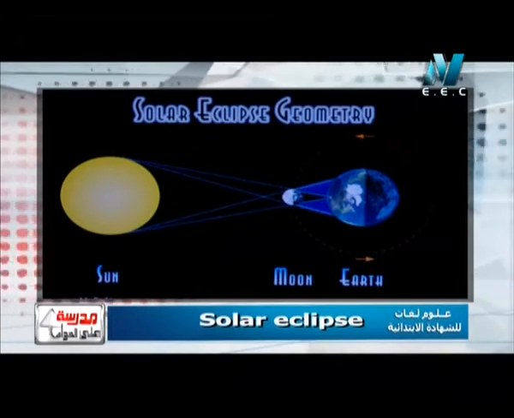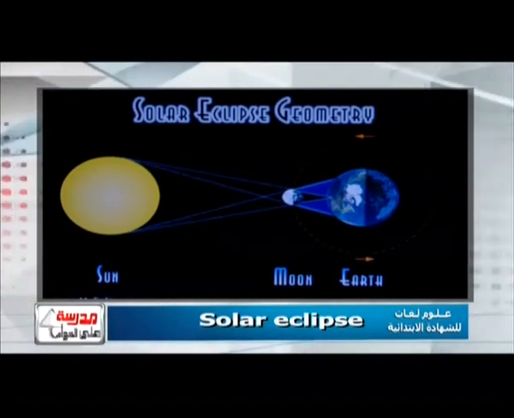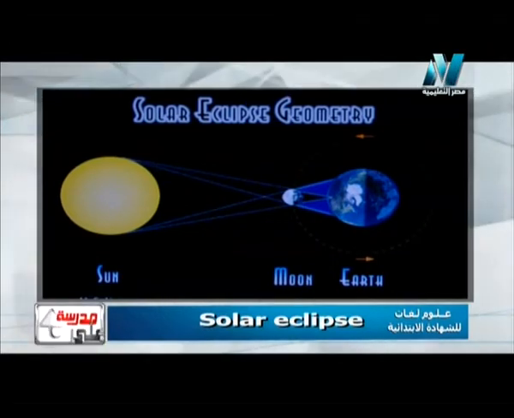So what are the reasons of solar eclipse? We have two reasons, or we have two conditions. شرطين بس. First condition is that the moon comes between the sun and the earth.